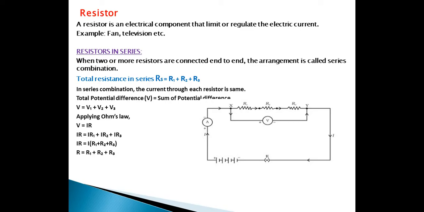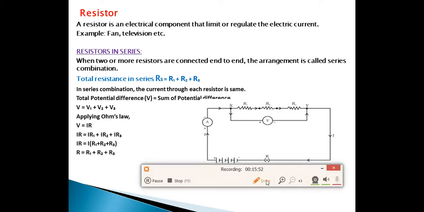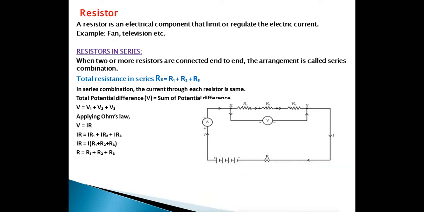The next topic which we are going to read is the resistor. What is a resistor? A resistor is an electrical component that limits or regulates the electric current. It will regulate the electric current flowing through the circuit. For example, resistors are present in a fan and television.